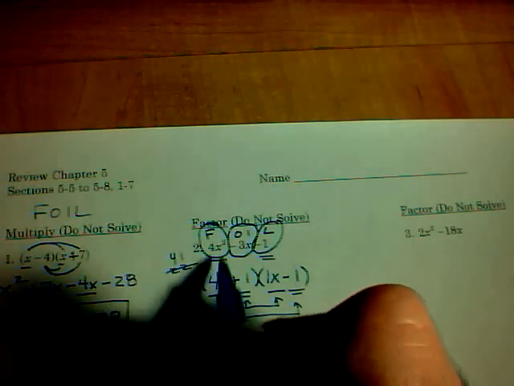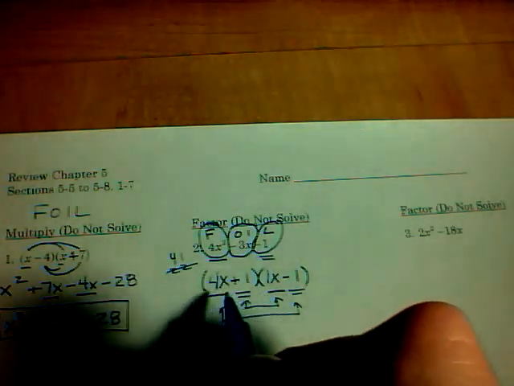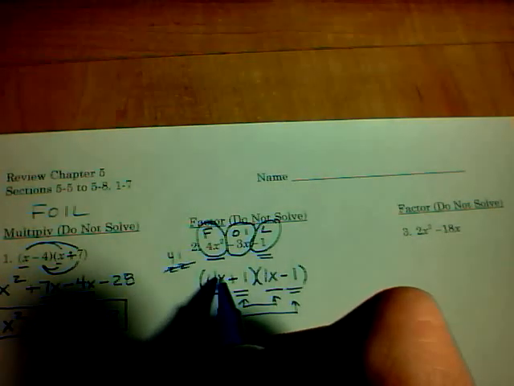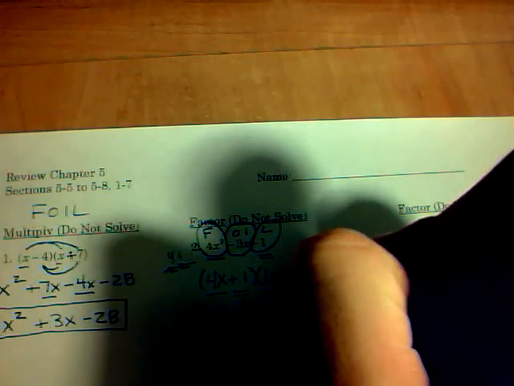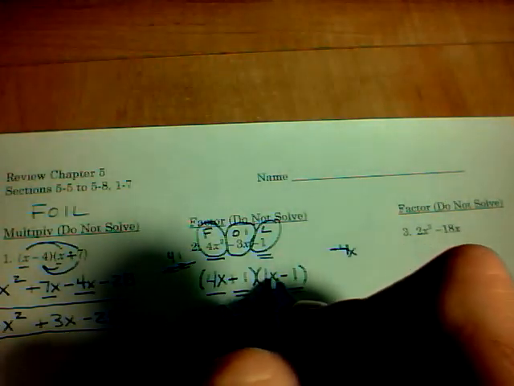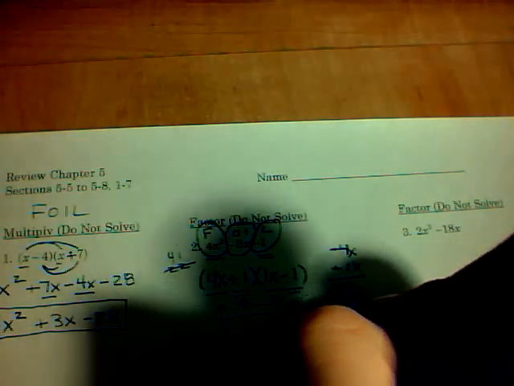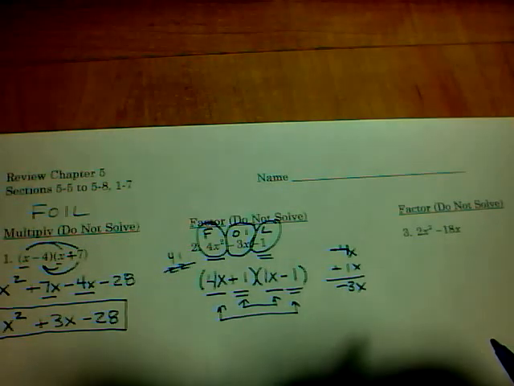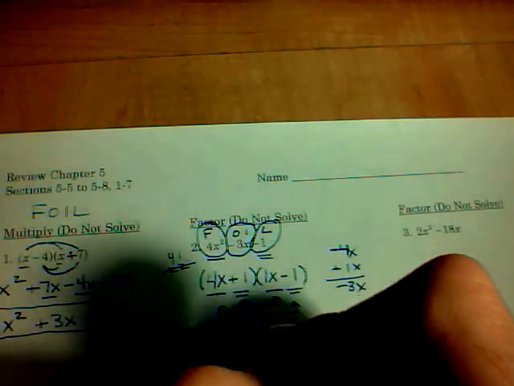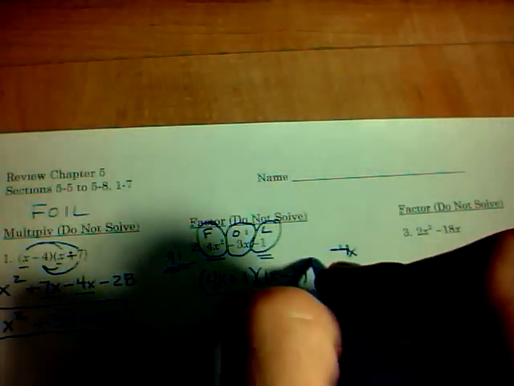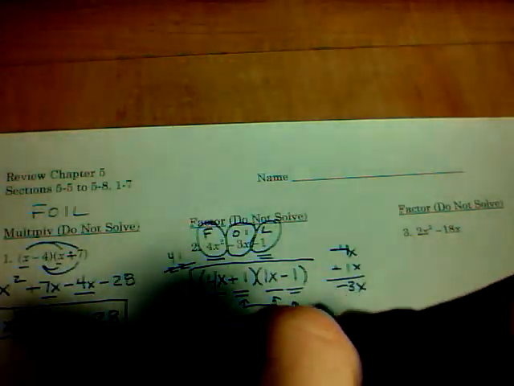So we should double check, make sure that this gets you the same trinomial. 4x times 1x gets you 4x squared. That's nice. The 4x times a negative 1 would get you a negative 4x, and 1 times 1x would get you positive 1x, and those combined together would get you a negative 3x, which is what we were looking for there. And then the last terms, positive 1 and negative 1, do get you a negative 1. So this is factored. And since, again, we were not asked to solve, this here would be your final answer.